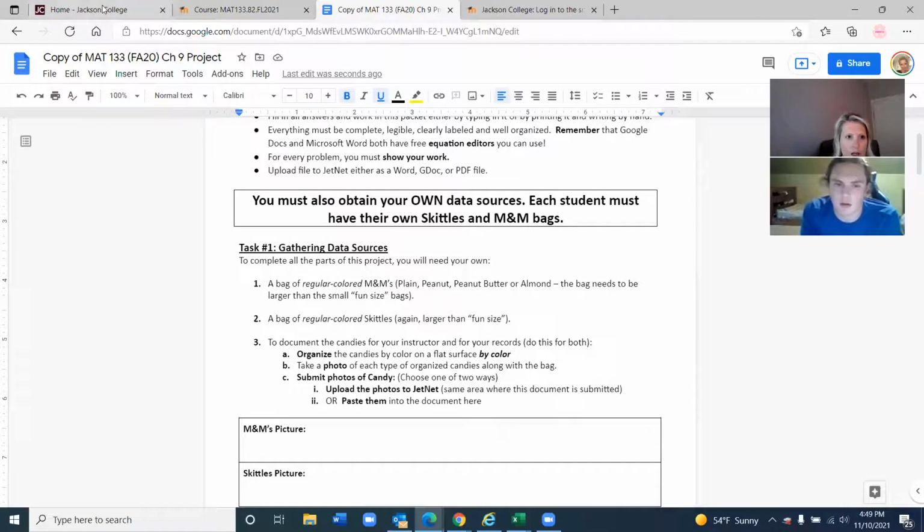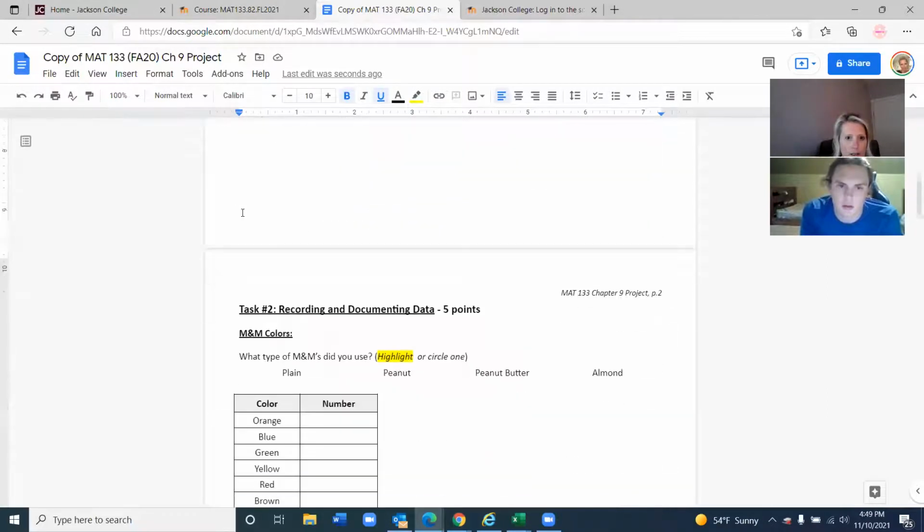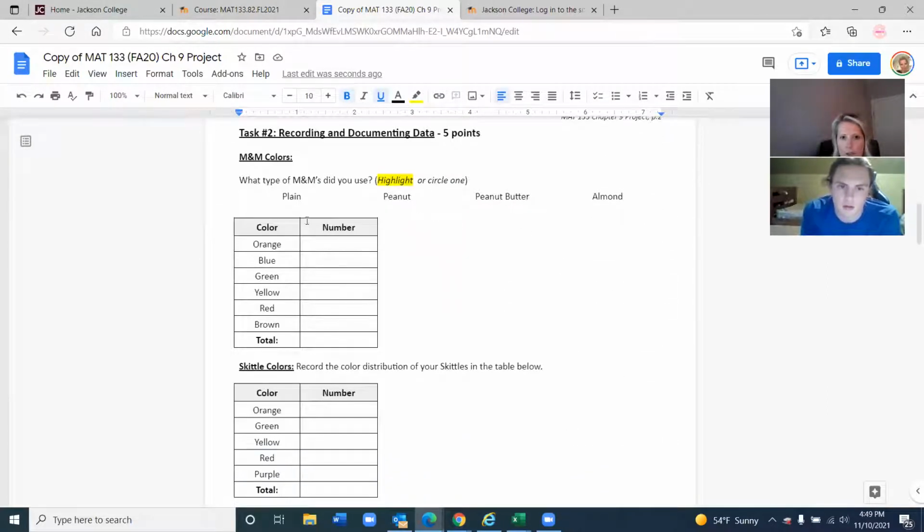And here are your choices. For the M&Ms, you can use plain, peanut, which are the best, peanut butter, or almond. Peanut butter, gross. I love peanut butter, but not with M&Ms. Peanut M&M is the best. So circle which one you're using, and then you're going to sort out your candies and label them here. You're going to let me know how many of each color and then the total.